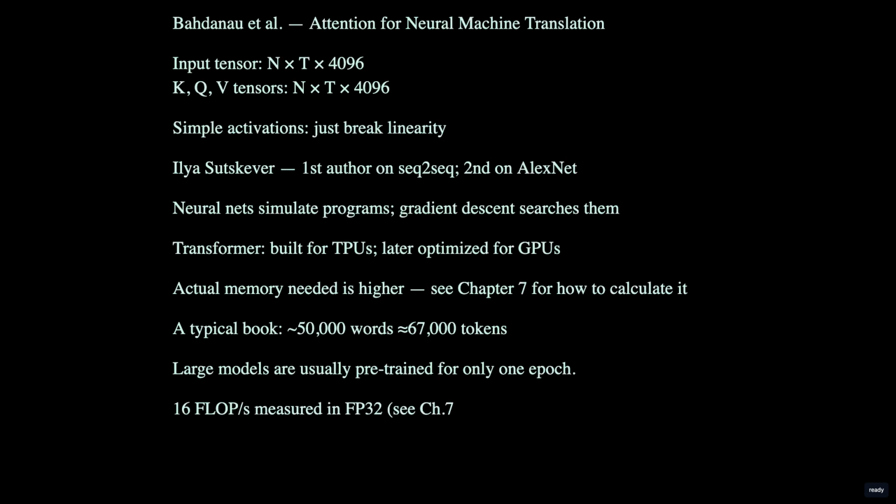The reported 16 FLOP/s uses FP32 single precision arithmetic. Chapter 7 covers floating point formats. Precision affects numerical results and performance, so always check which format a FLOP/s number refers to before comparing.